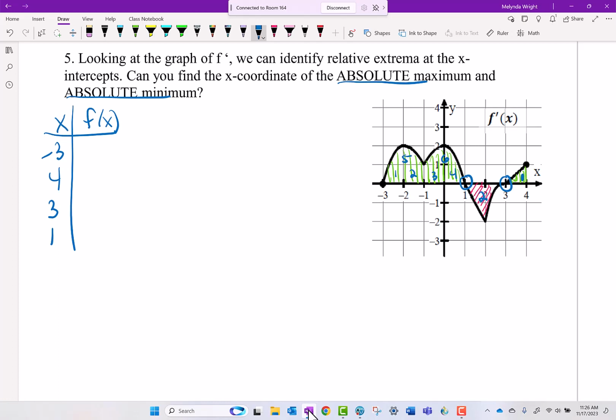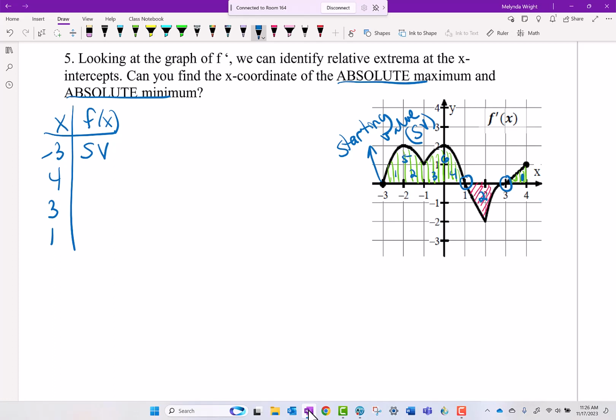Now, I don't know what the function value at 3 is, so I'm just going to call it the starting value. So we're just going to call this the starting value, which is SV, starting value. So at -3, we're at our starting value, whatever that is. I don't know what it is. It could be 10, it could be -5. We don't even know. But it's some starting value.